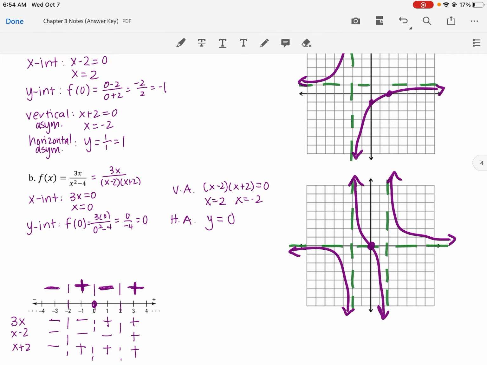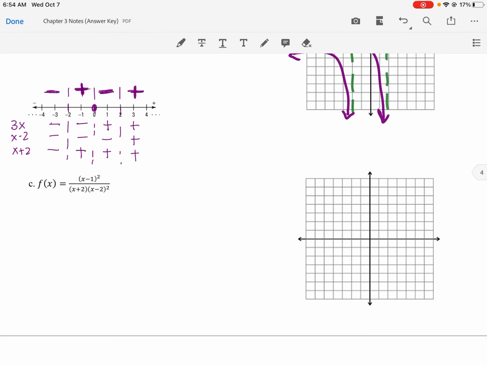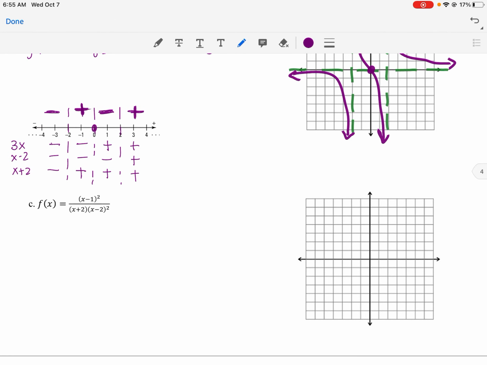Let's go ahead and take a look at this next one. So this one is a little bit different, right? Because we've got some repeated intercepts and stuff. Okay. So for our x-intercept, we're going to set the numerator equal to 0, meaning x minus 1 equals 0. So x is a positive 1. For our y-intercept, we're going to plug in 0. So we get -1 squared over 2 times -2 squared. So we get a positive 1/8.